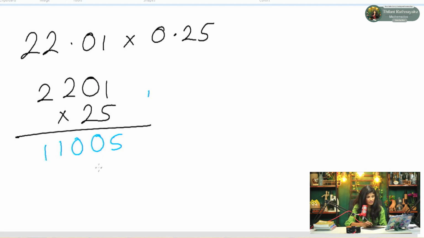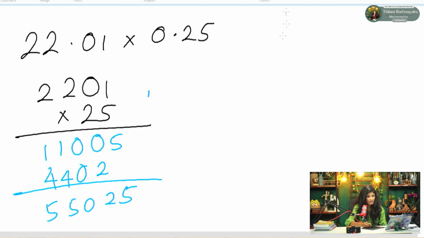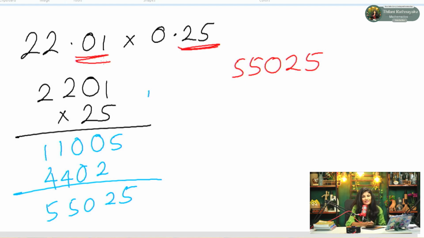2 times 1, 2, 0, 4, 4. Addition. Here 5, 2, 0, 5, 5. Okay, now this is my answer, 55,025. Now I have to keep the decimal places. Here I have 2 decimal places, here I have 2 decimal places. Altogether how many decimal places are there? Yes, 4, that is 4.